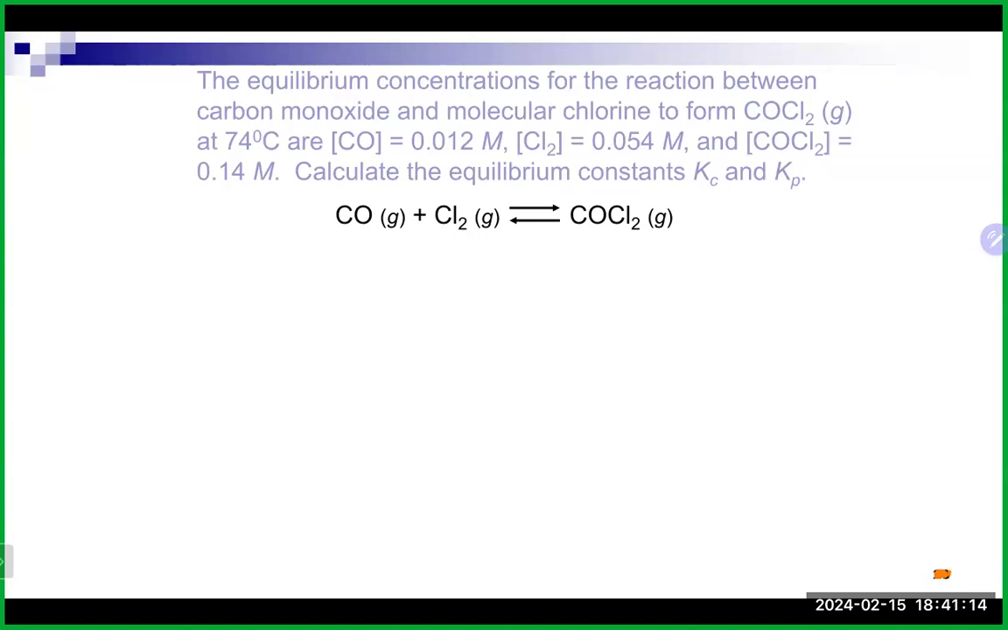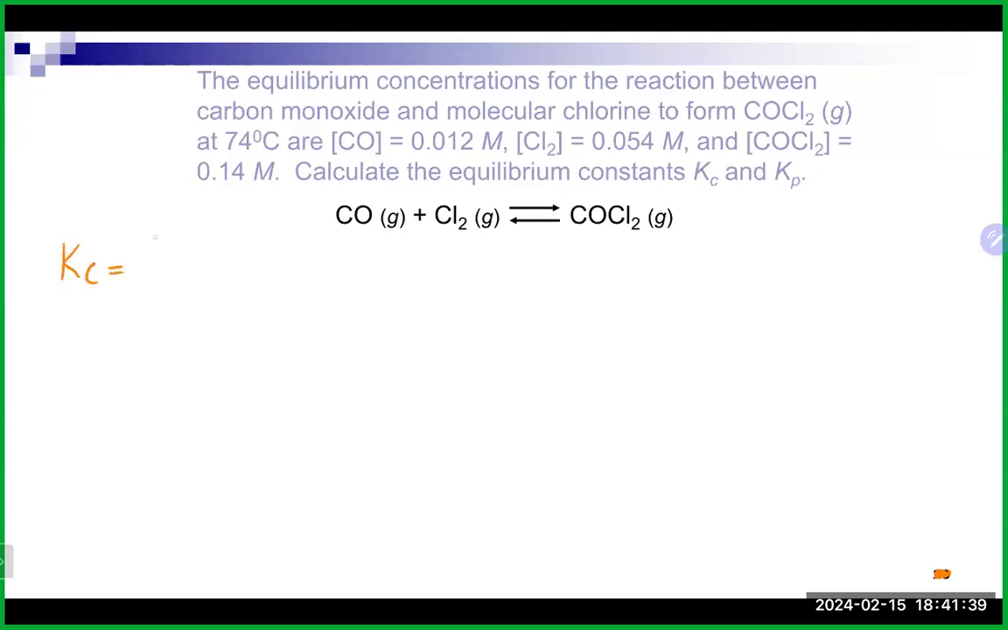Okay, let's take a look, see how you're doing. So in this case, we're looking for both the Kc and the Kp value for this reaction. Which one would make the most sense to solve for first? Yeah, because we have concentrations, so that would make the most sense. We have nothing given to us about pressures, so that's probably not a good place to start. So we would want to start with our Kc expression here.